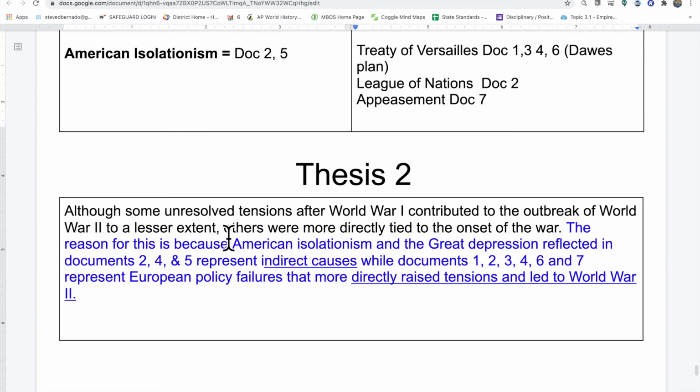Although some unresolved tensions after World War I contributed to the outbreak of World War II to a lesser extent, others were more directly tied to the onset of the war. The reason for this is because American isolationism and the Great Depression, reflected in documents 2, 4, and 5, represent indirect causes, while documents 1, 2, 3, 4, 6, and 7 represent European policy failures that more directly raised tensions and led to World War II.